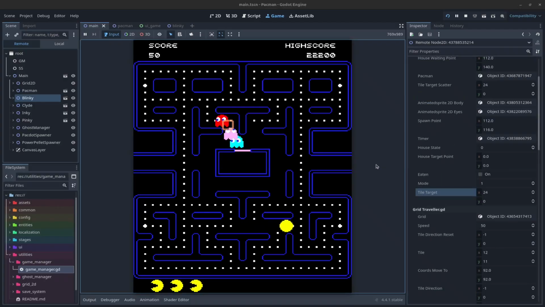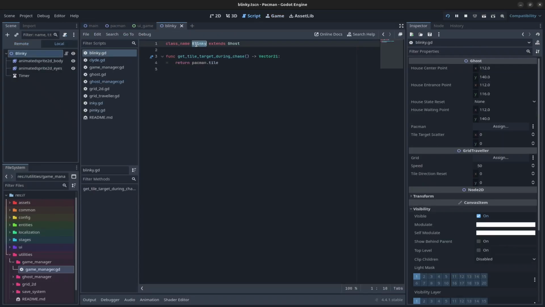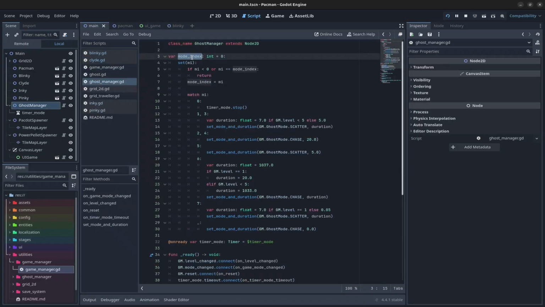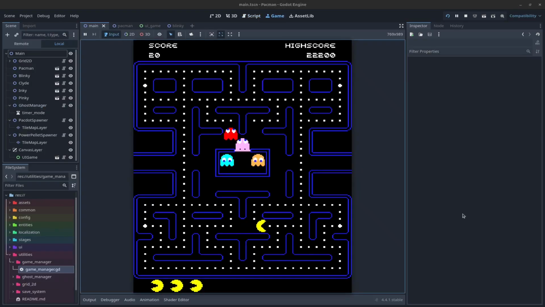When I start a game, the ghost mode and current tile target changes, and they will move according to their specific instructions. During chase mode, Blinky will, for example, target Pac-Man directly, while Clyde will do the same but start to scatter if Pac-Man gets too close. The Ghost Manager is mostly responsible to keep track of and change the mode of the ghosts from scatter to chase, depending on the level and duration. With all of these things working together, it replicates quite nicely how the ghosts in the original Pac-Man were behaving.